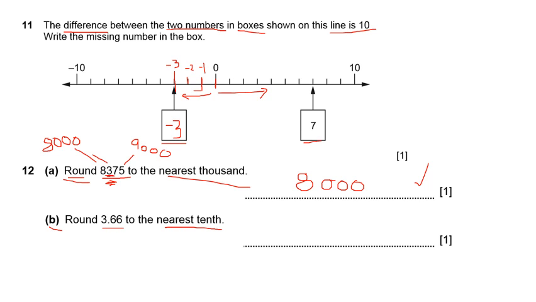3.66 to the nearest tenth. Pay attention, not 10, but tenth. The tenth is after the decimal point here. So it's 3.66 closer to 3.6, or is it closer to 3.7? Now here we have to look at the hundredths. We have a 6, so of course 5, 6, 7, 8, 9, round up, and the nearest is 3.7.